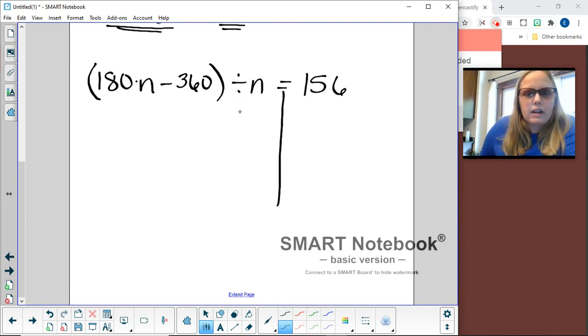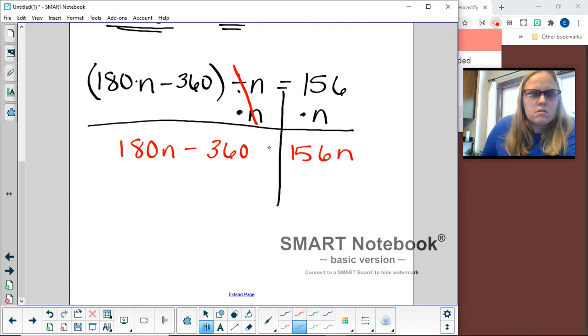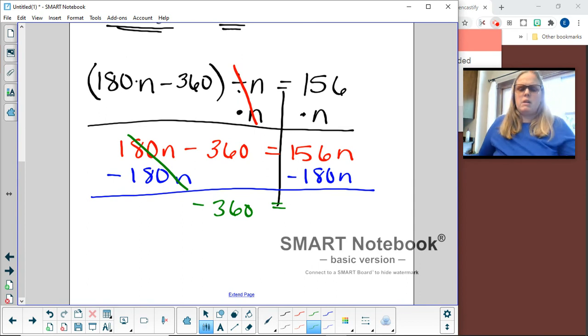And I'm going to get rid of this divide by n by multiplying both sides by n. My n's will cancel on the left, and on the right I'll have 156n. The left side, everything that's remaining just drops down. My next step would be to get my n's on the same side of the equation. So I'm going to take this 180n that's positive, and I'm going to get rid of it by subtracting it. My 180n's on the left will cancel, and the negative 360 drops down. Uh-oh, 156 minus 180. Well, that gives me negative 24 n's remaining.